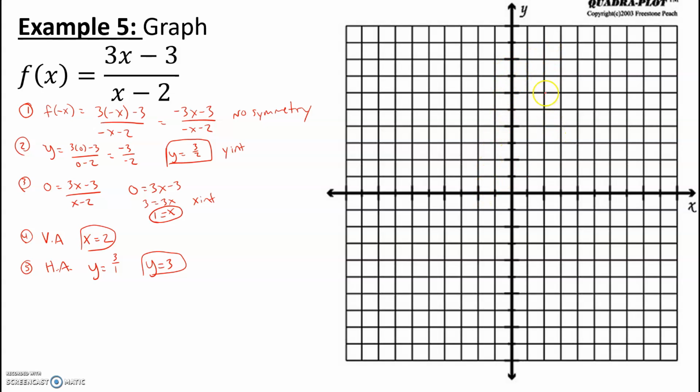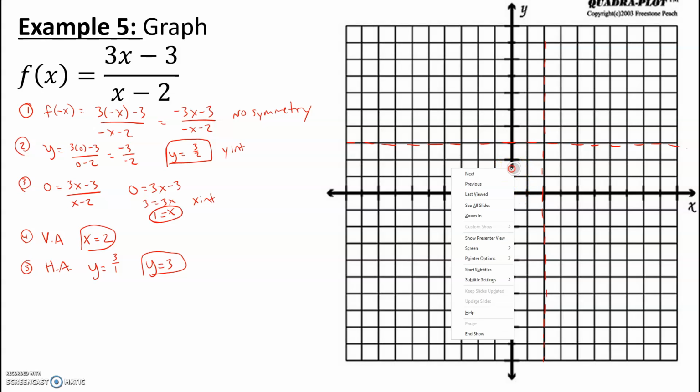So what do we got? Vertical is x equals 2. This is my vertical asymptote, so you cannot use anything there. And then horizontal is y equals 3. Again, these are dotted lines. And then we had an x-intercept of 1 and a y-intercept of 1.5 or 3 halves.